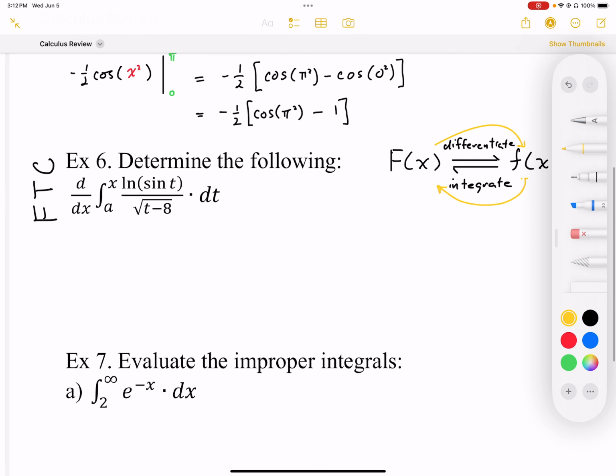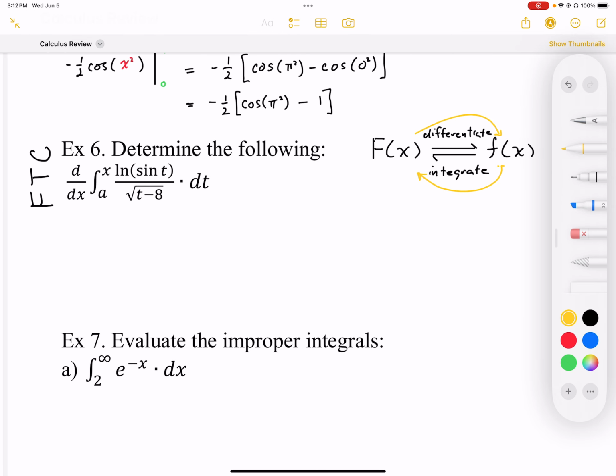So that's the idea that I use here. Okay, I have a derivative in an integral. So really I'm just going to end up with the expression that I started with here, and it's going to look like this. So the answer is going to look like log sine x over square root x minus 8. Okay, so that t becomes x. And there's a reason for that, and I'll explain that in a second.